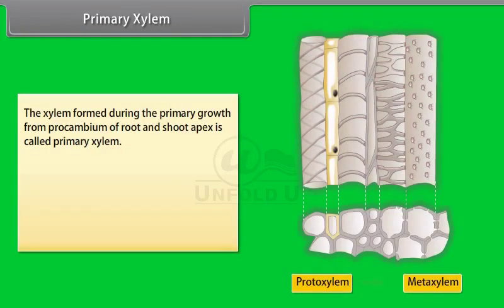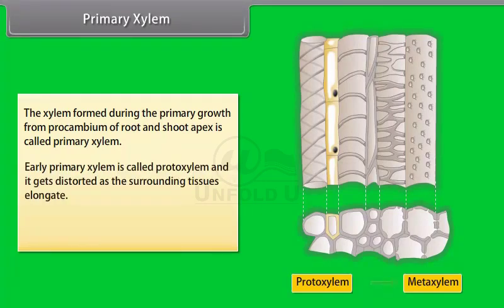Primary xylem. The xylem formed during the primary growth of procambium of root and shoot apex is called primary xylem. Early primary xylem is called protoxylem and it gets distorted as the surrounding tissues elongate. The xylem that is formed last is called metaxylem.